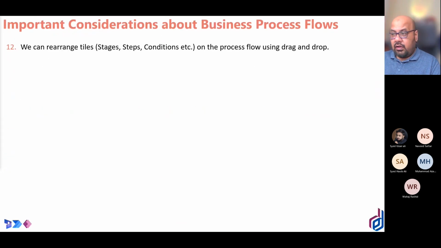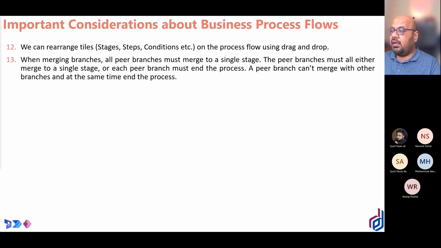Then you can also rearrange all of the tiles. You can readjust the stages, tabs, and conditions. This is up to you. You can use drag and drop, which is what I also showed you. The main thing when merging the branches is that all peer branches must be merged into a single stage. It can't go across stages. It should be within the same stage.